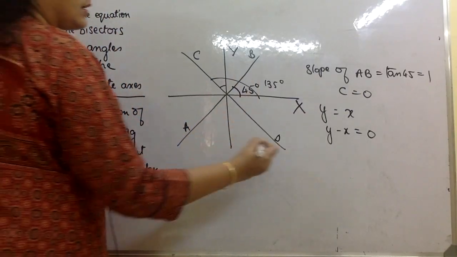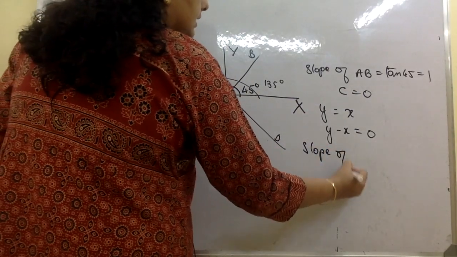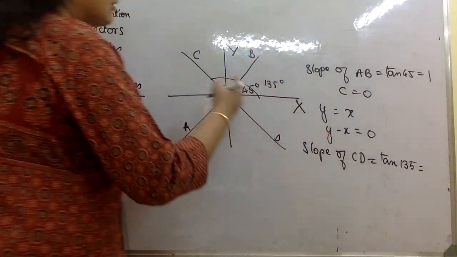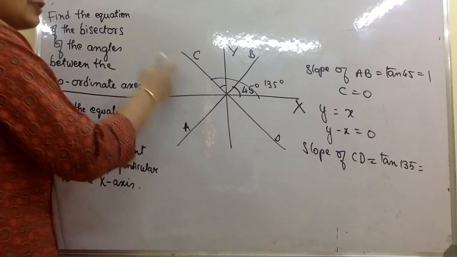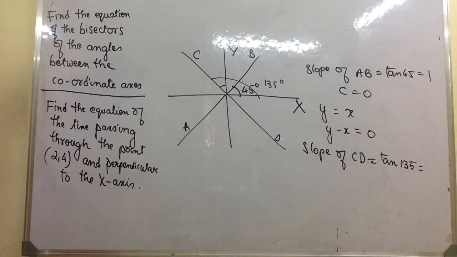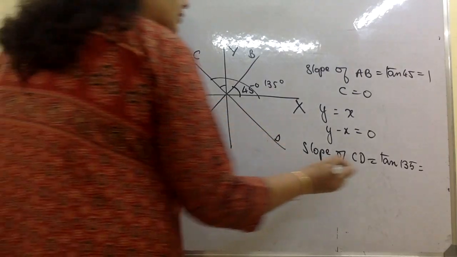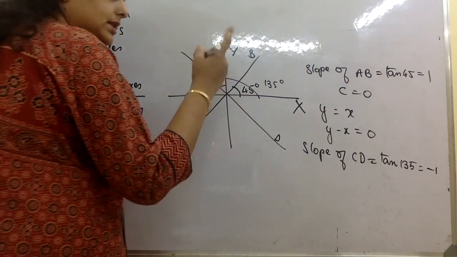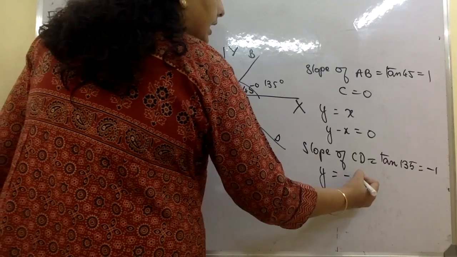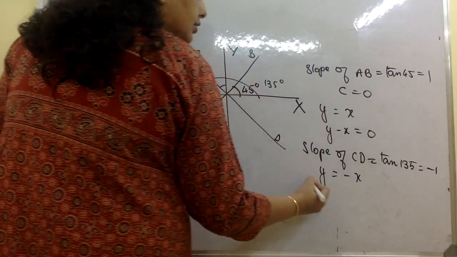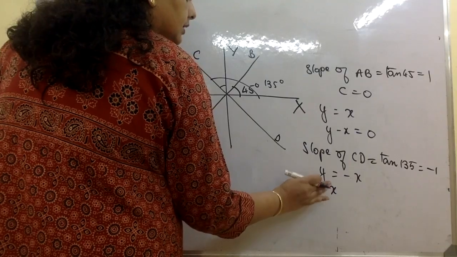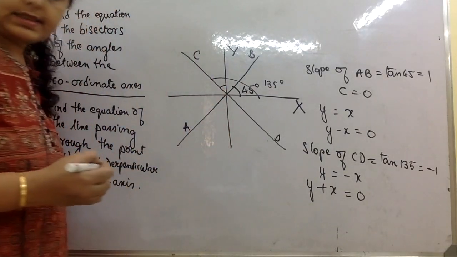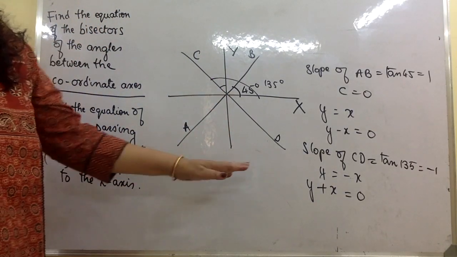Now the slope of CD is equal to tan 135. It is in the second quadrant, and tan values here become negative, so it is -1. Now no y-intercept again, it's not cutting the y-axis, it's passing through the origin. y is equal to mx plus c, but we don't have a c here. So this is y plus x is equal to 0, my other equation.